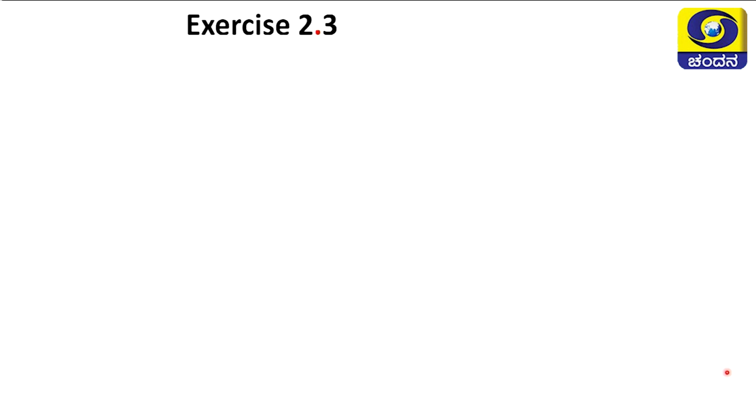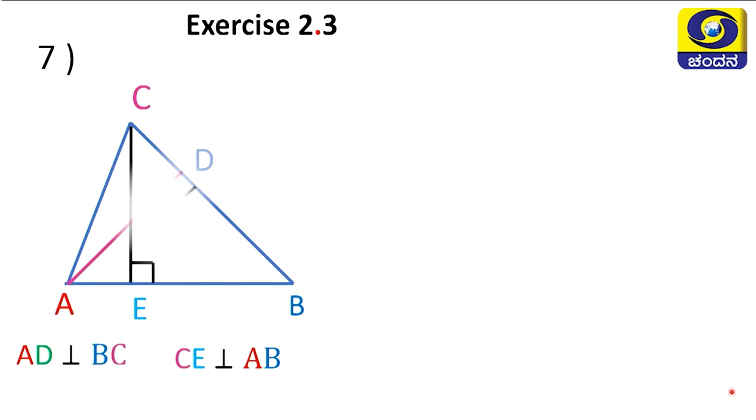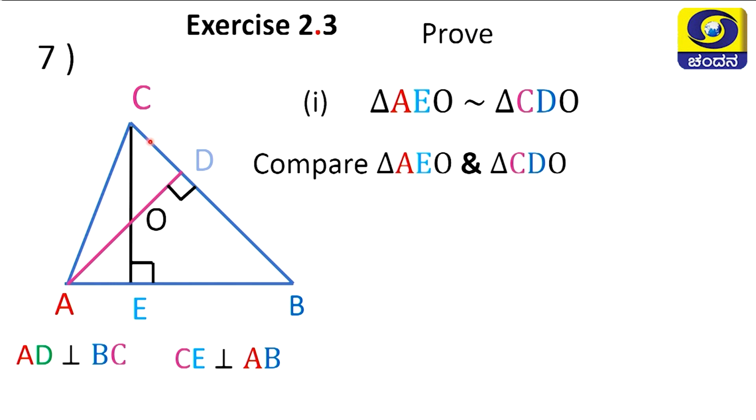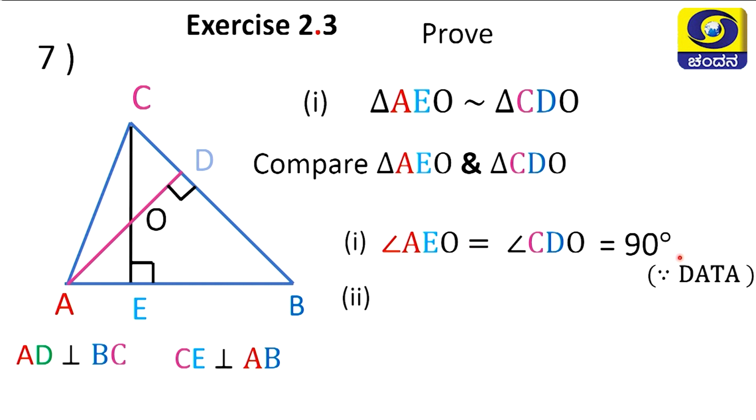So, let me show just any one of them. Say for example, let us show triangle AEO. Look at triangle AEO and triangle CDO, compare them. So, point number 1, which are the angles equal to 90? So, angle AEO is 90. Angle CDO is also 90, therefore, they became equal by data.